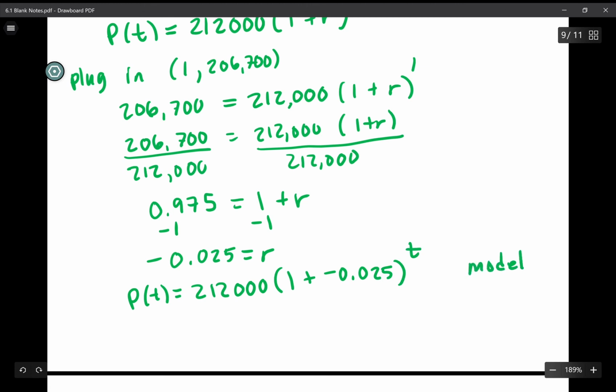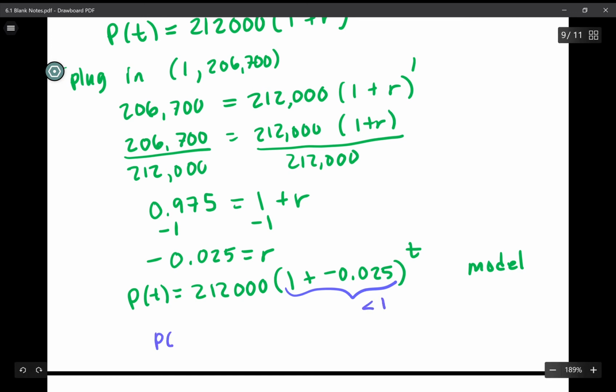So is it weird that the r is negative? No, it's definitely not weird. We expected it to be negative because we need this value in here. We need the value inside the parentheses. This should be less than 1 because if it's more than 1, it's going to be growth. It's 100 plus some percent. If it's less than 1, this is decay.